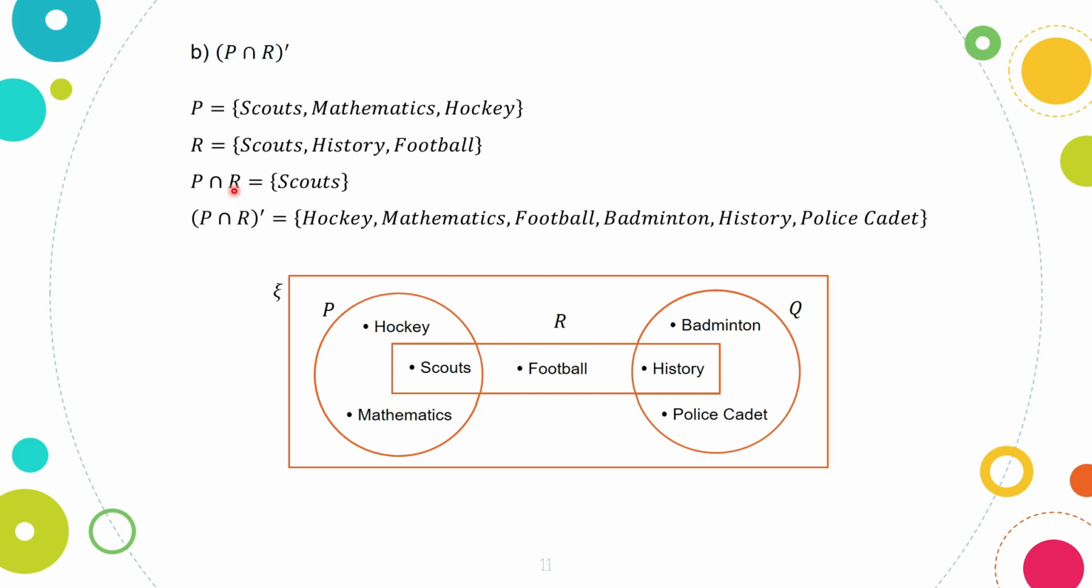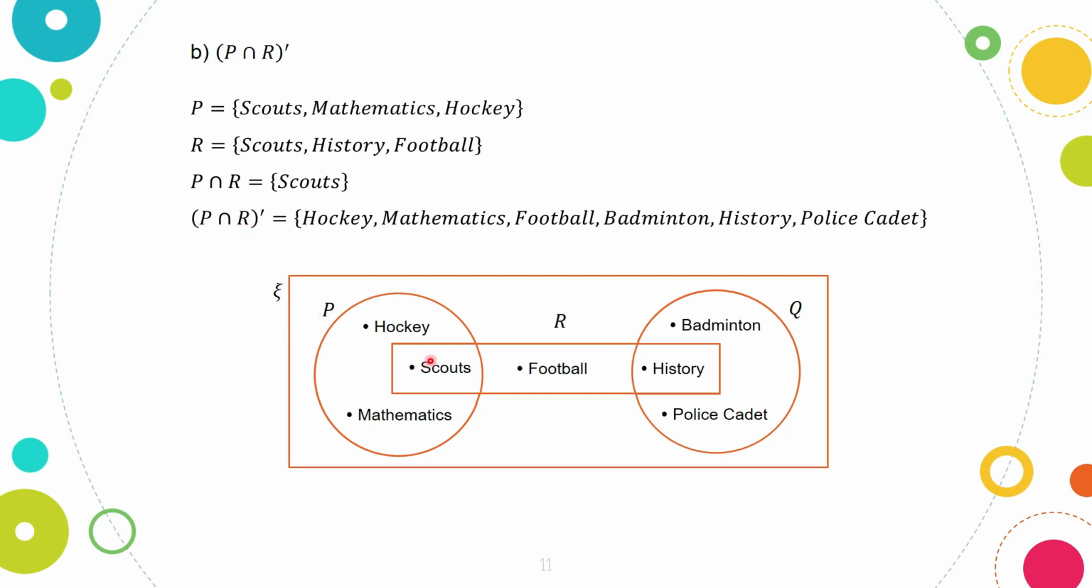Okay, complement of intersection of P and R is elemen yang lain daripada intersection ni. Okay, iaitu hoki, matematik, football, badminton, history dan police cadet. Okay, ini adalah elemen untuk complement of intersection P and R.